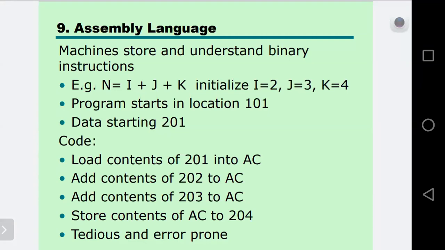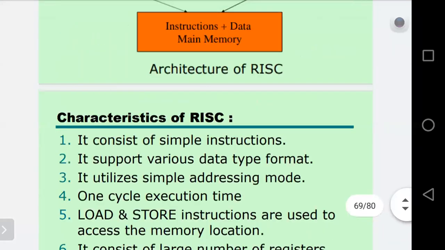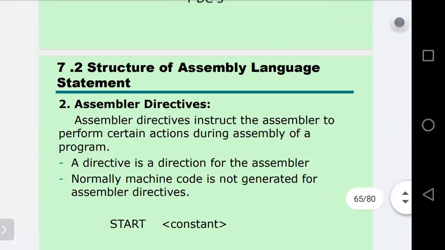The next instruction is store contents of accumulator to 204. Finally, the value 9 held in the accumulator will be stored into location 204. So actually, this kind of programming, with everything in machine language, would be very tedious and error prone. We have seen in this example how tedious it is, the same example.